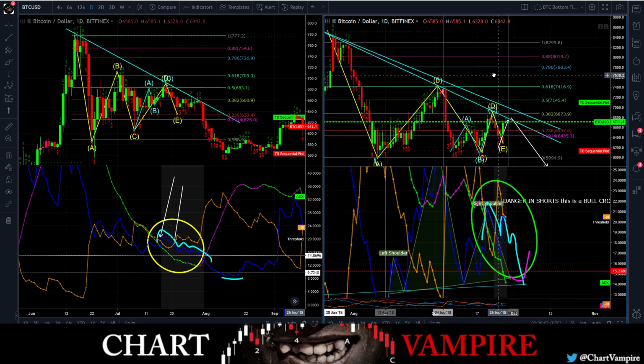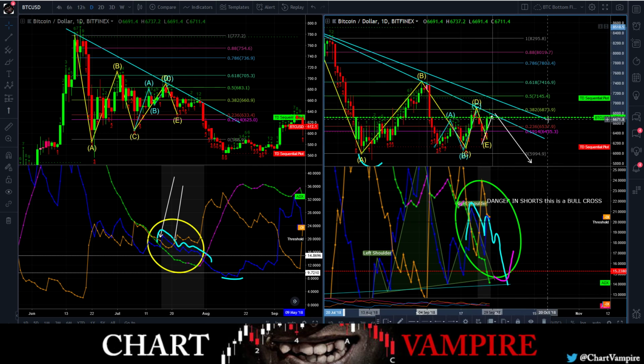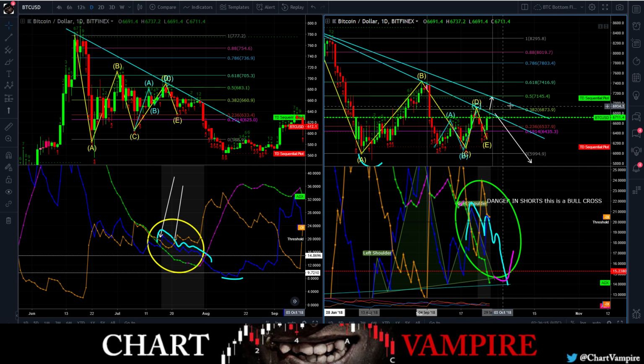The B should have been a complete miss, and this should come up here, and this should tag here, and then you'd break this line looking for the 50, and that would be your top. That would be your top, right? Because look at this, 618, 618, right? 50, no 50. But you have this hardcore pattern right here to get to the 50.